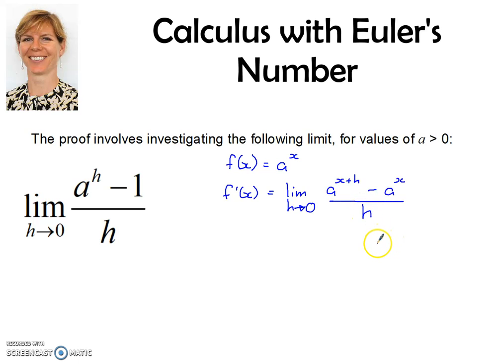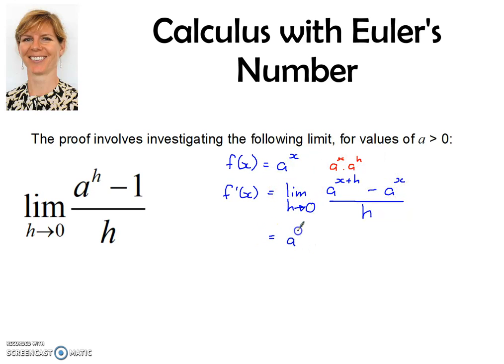Remember what we did when we looked at the secant method, the limiting chord theorem, when we're trying to limit the distance between 2 points on a curve to 0. Now, because we've got a power, we can write a to the x plus h as a to the x times a to the h. What we've then got is a common factor a to the x, which we can actually take outside the limit.